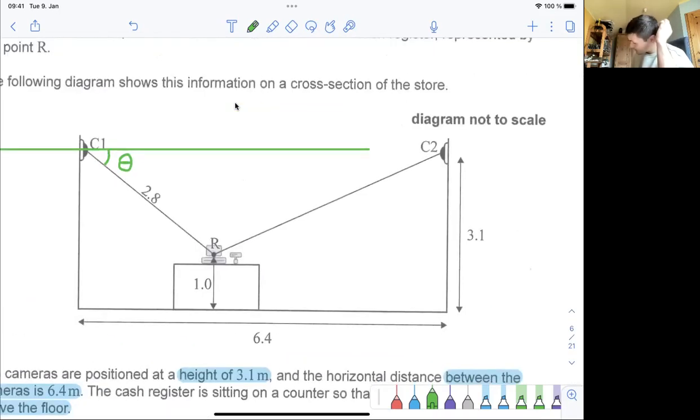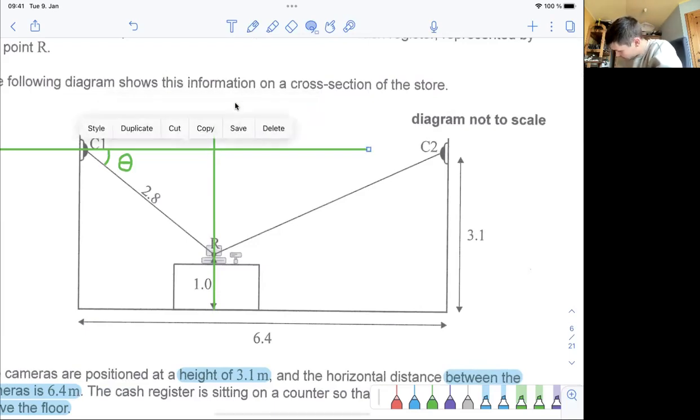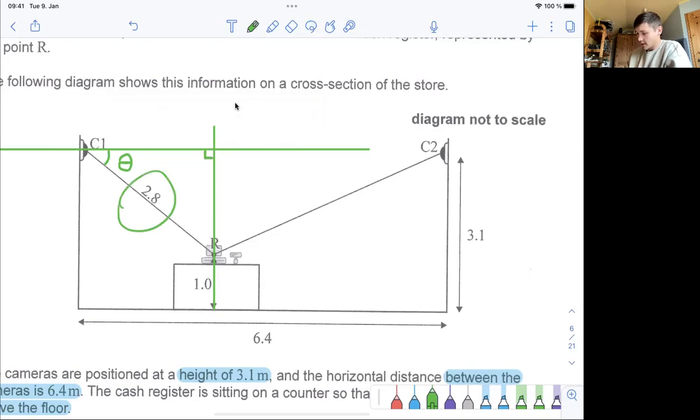There's a couple of ways we could go about finding theta here, but the easiest way would be to form a right angle triangle. So we draw a line that goes through the center R of the cash register. Now we've formed a right angle triangle here. We've got the hypotenuse of this right angle triangle, that's this line here, 2.8. We don't know this side here. We could find it out, but the easiest side to find is going to be the height. It'd be this side here.